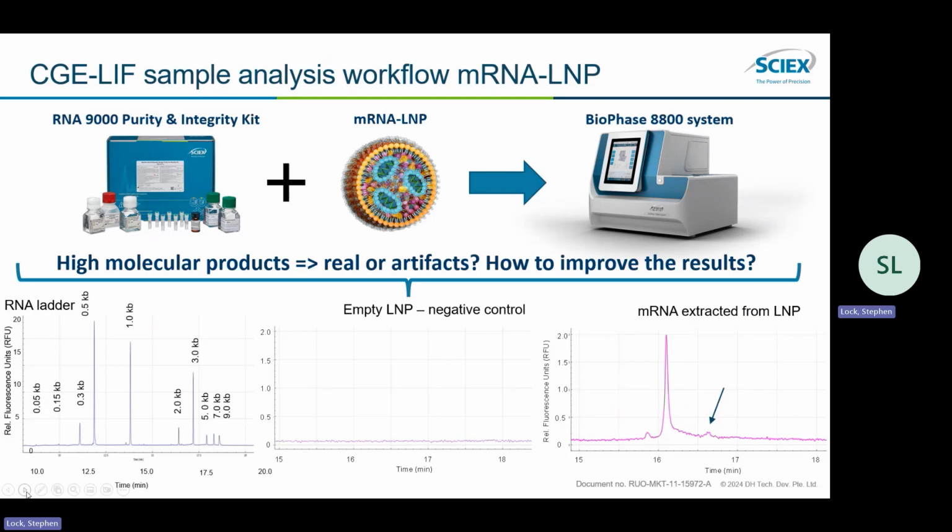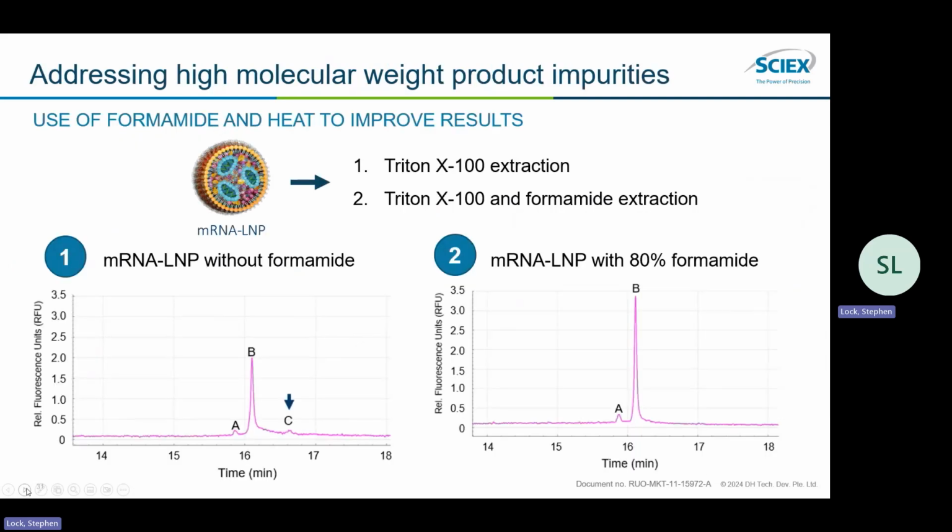And here is an example of an mRNA vaccine, which is an empty particle, doesn't show anything, it's the control, compared to an extracted sample which had a full particle. These results were run again using the RNA kit, which is used to run the Cas9 mRNA complex, and these results were actually run on our BioPhase multi-capillary system. And you can see on the far left-hand side the ladder, which has been used just to give us an idea of the sizing of the mRNA in this product.